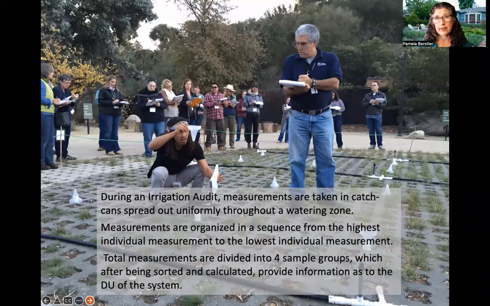Now, during the audit, again, we'll be working with catch cans. You're going to capture water. You're going to take measurements. You're going to log it in. You're going to analyze that data, do a bunch of calculations. And then when you are done, you will come up with a series of numbers that will let you know how efficient your irrigation system is.